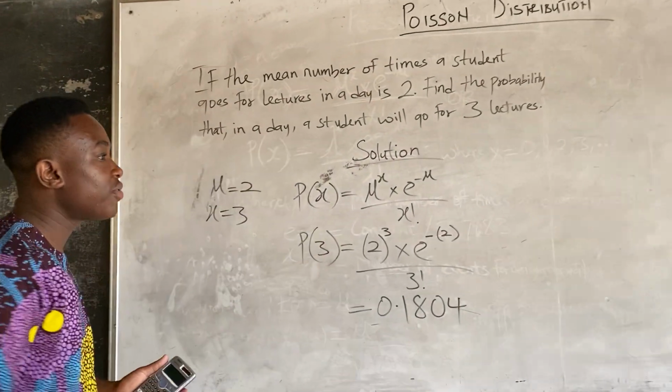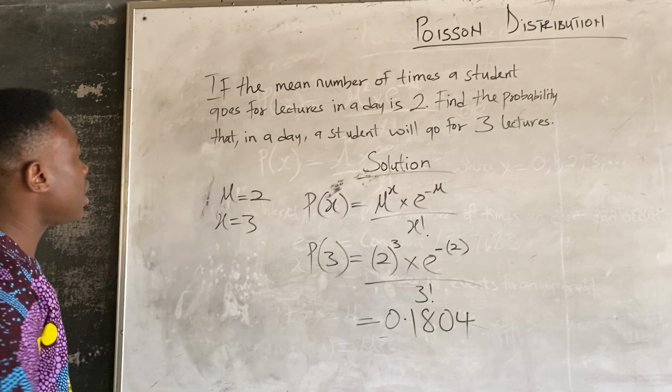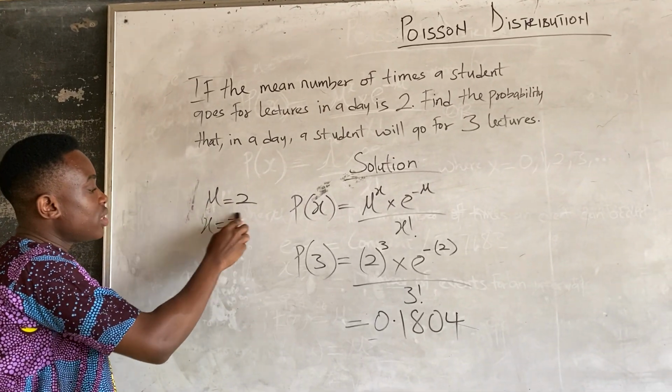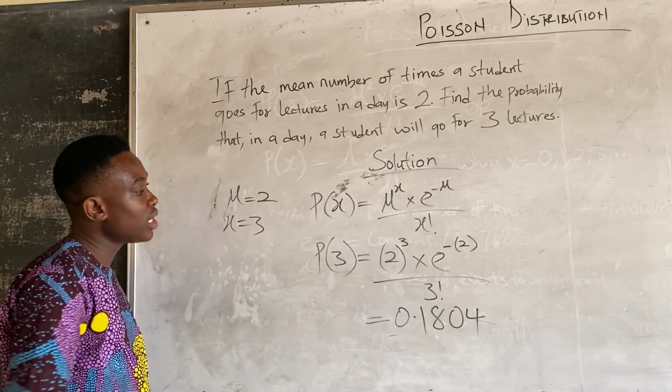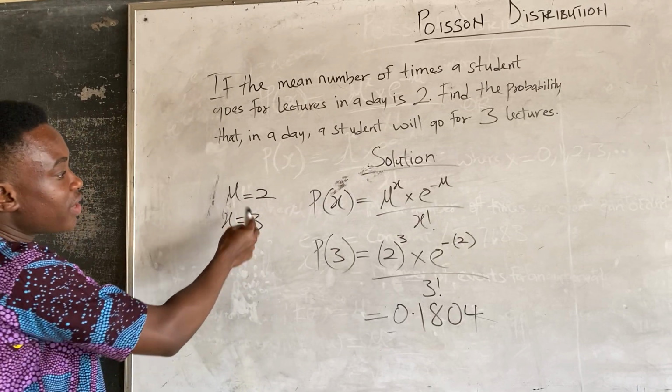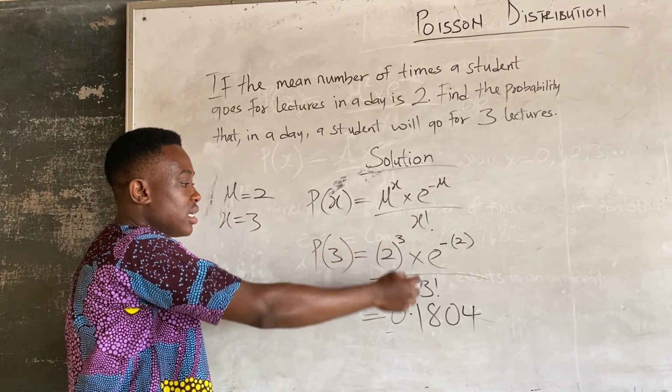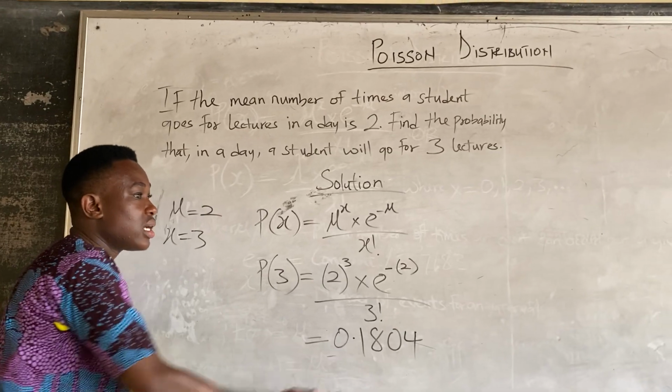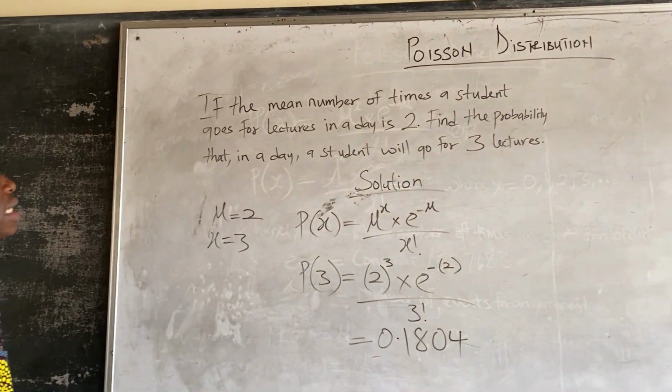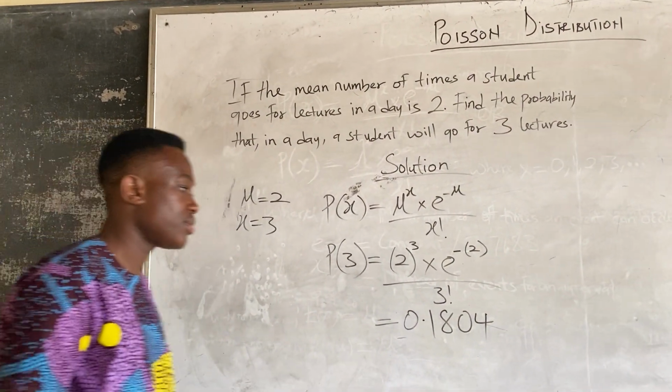So this is what we have for the first question. We had our x to be 3 and our mu to be 2. Then we substituted these values into the formula and then it gives us this as our answer. Now let's look at another question.